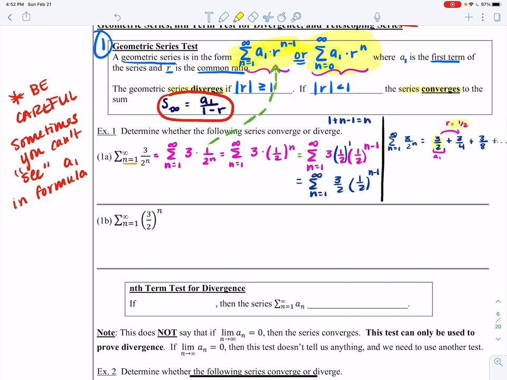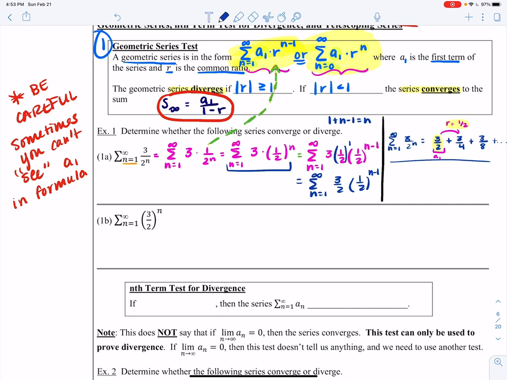Why am I showing you all this? I'm showing you this because I don't want you to make the mistake of telling me that the first term is 3. Because students often will look at this version right here and they go, oh, the first term is 3. The first term is not 3. So what should you do? You should list out some terms if you're not sure.